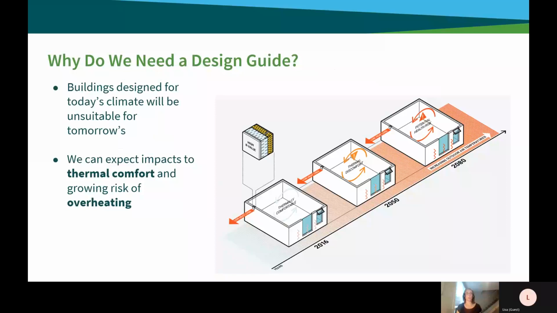The reason why we need this kind of a design guide supplement is because we know across British Columbia, average annual temperatures and temperature extremes are going up, and that generally buildings that are constructed today using climate parameters based in the current building code aren't going to be suitable for tomorrow's climate. And the reason for that is because we're still using climate data from the past to make decisions about buildings that are going to be around for years to come when our climate will look very different.